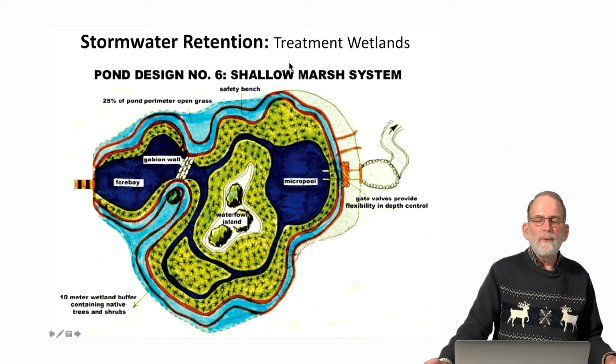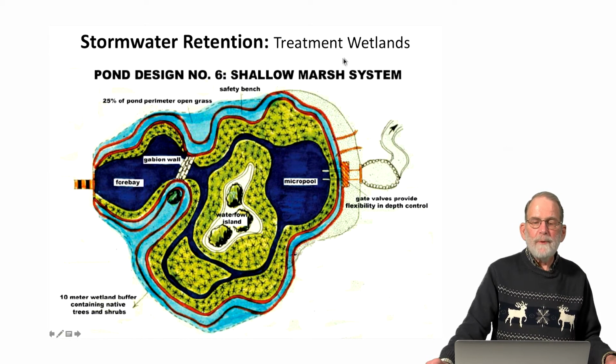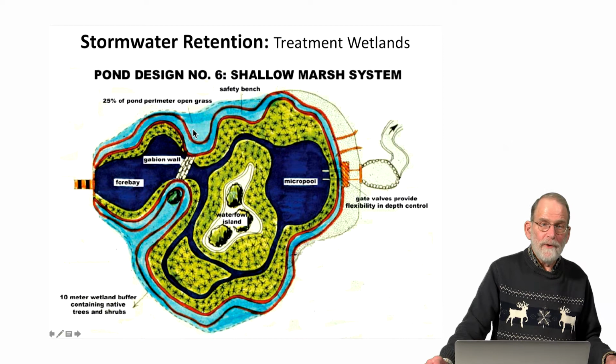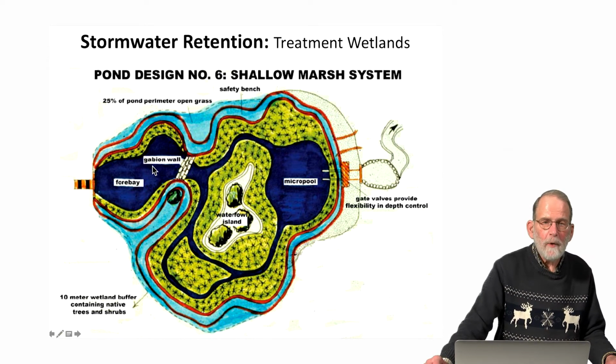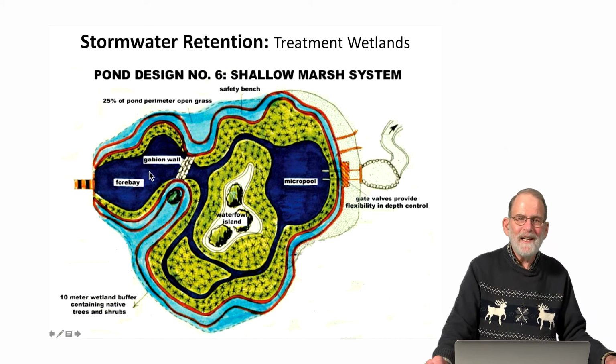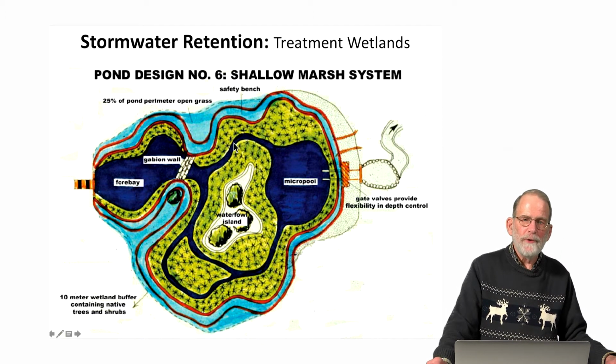Another system of stormwater retention is called treatment wetlands. This is where, as we create low-lying areas, we are deliberately creating them to be wetland systems. And we're creating them not only to store and retain water, but as marshes that will help purify the water.